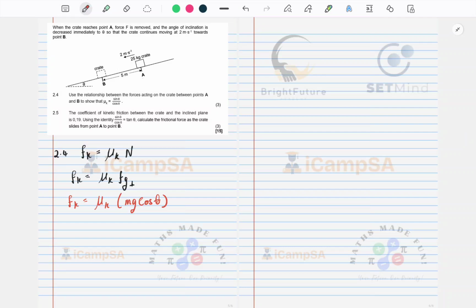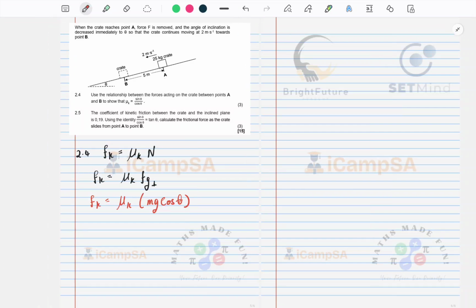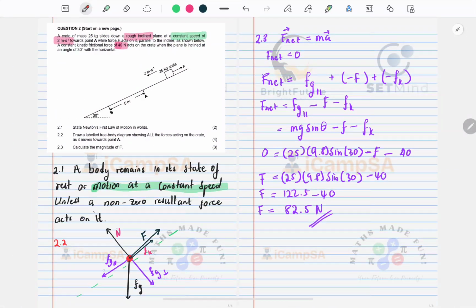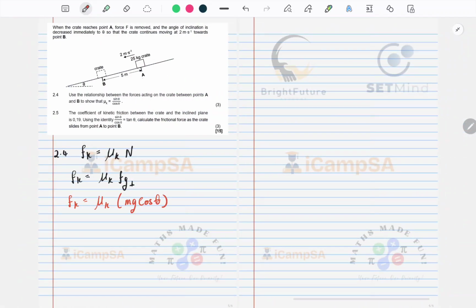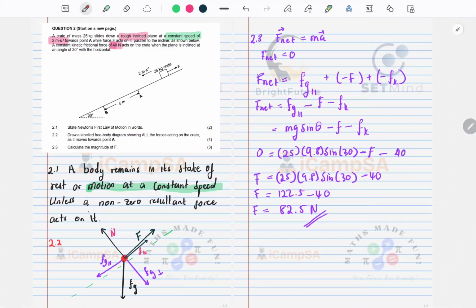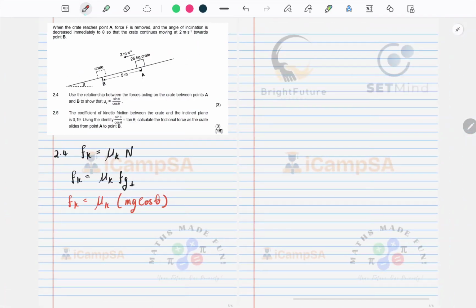Okay, we've already gotten this, right? So now we can move and try to get our force. But now remember again, let's go back here. We must remember that because it's moving at a constant speed, they've told us it's still going to move at 2 meters per second. So that means our Fnet is equal to 0. Why? Moving at constant speed.